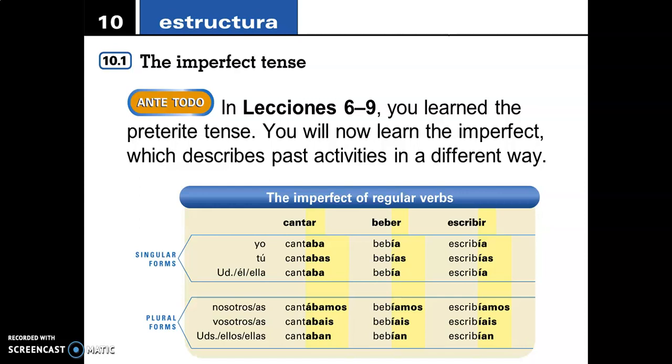Now, one great thing about el imperfecto is it's super easy to conjugate. You only have the same form for er and ir verbs in all subjects, and then of course your ar verbs are very similar. So you have aba, abas, aba, ábamos, aban are your endings for ar verbs, and then ía, ías, ía, íamos, ían are your endings for er and ir verbs.